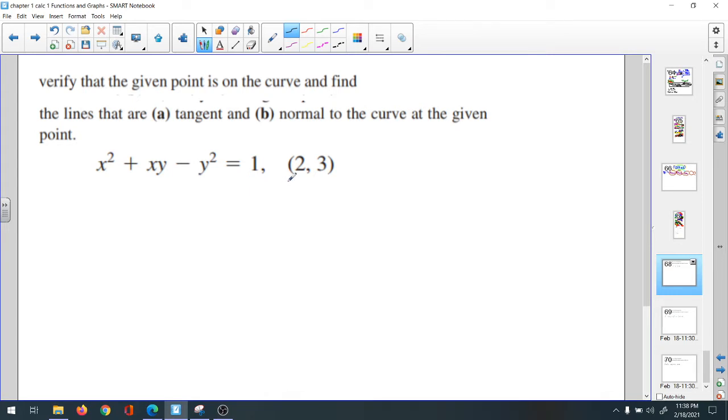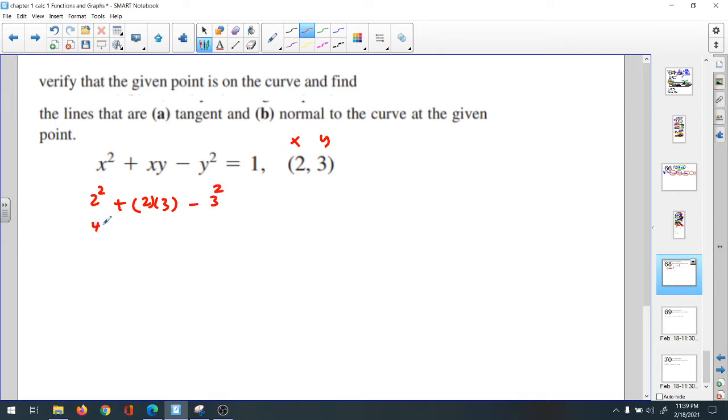And we're given this point (2, 3), to prove or disprove that this point is on this curve. So we will substitute 2 for x and 3 for y and just plug it in here. This is the first request. So it will be x squared, which is 2 squared, plus x times y, 2 times 3, minus y squared, which is 3 squared.